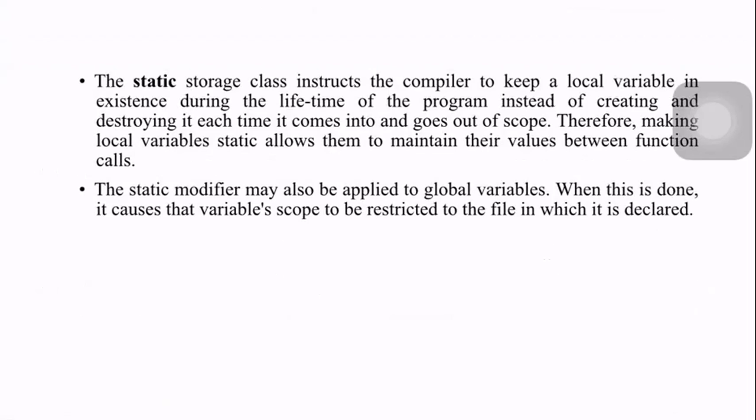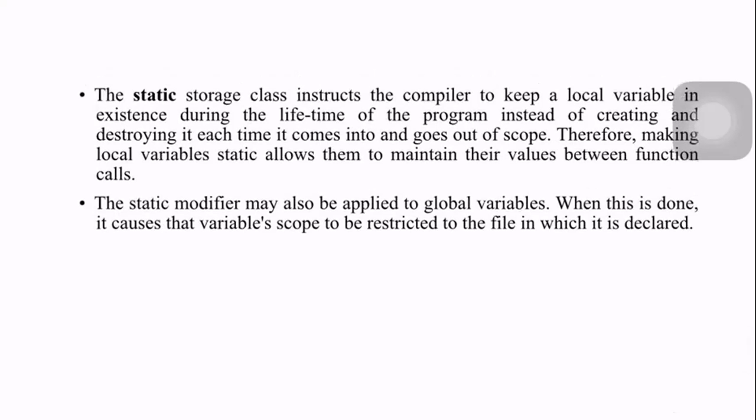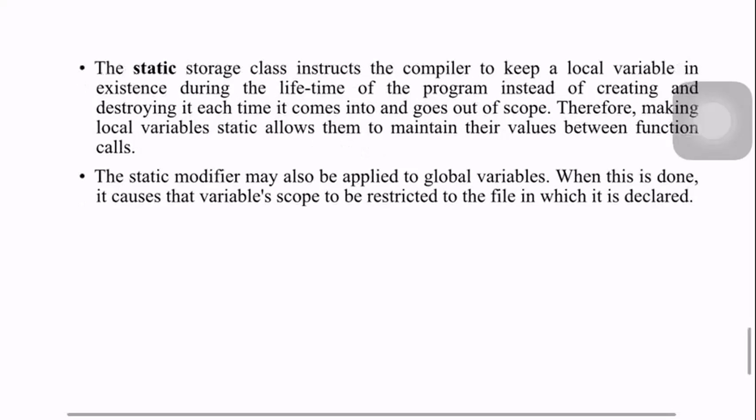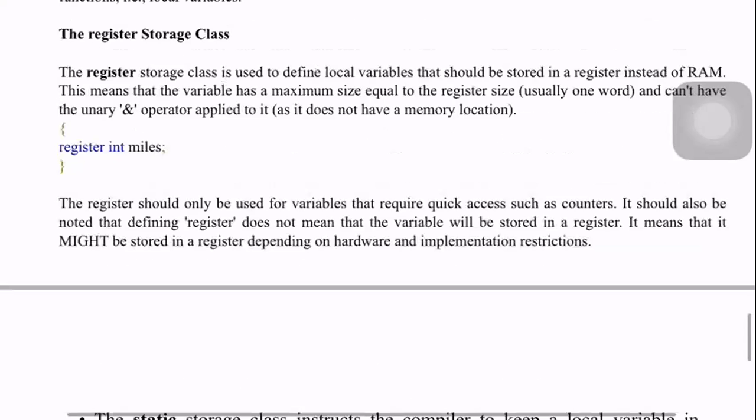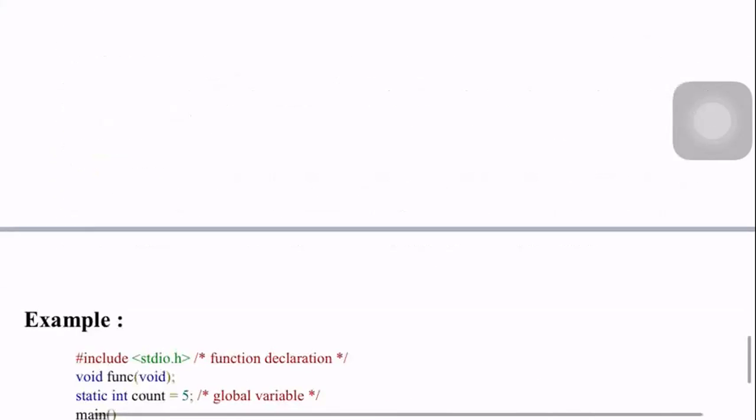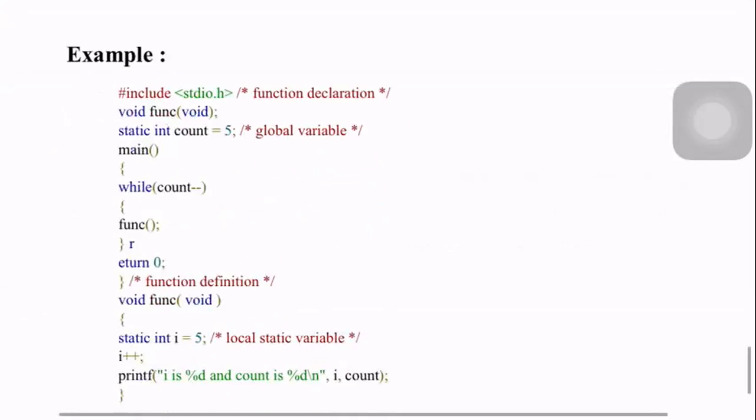Now coming to the register storage class. It declares register variables, which have the same functionality as auto variables. The only difference is that the compiler tries to store these variables in the register of the microprocessor. This makes the use of register variables much faster than other variables. The syntax of this register storage class is, I declared an example here.